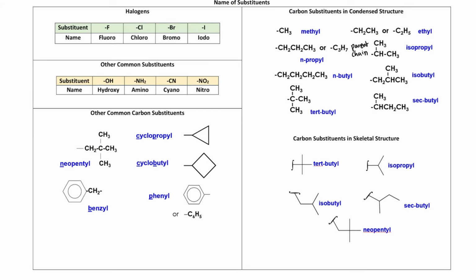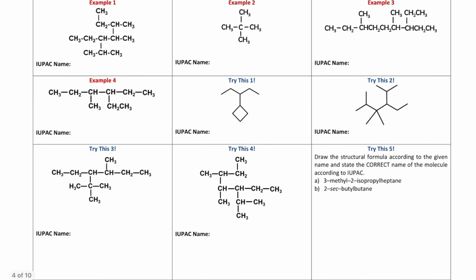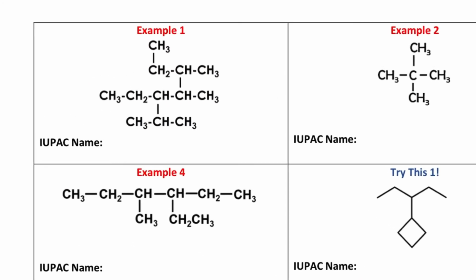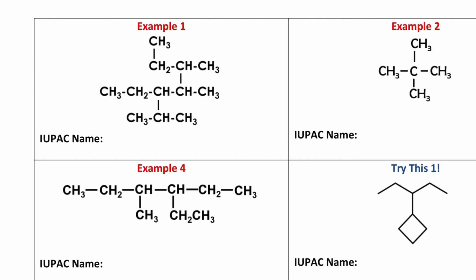Alright, so kita dah hafal dah name of substituents. So next kita tengok example. Okay, so there are 4 example that I'm going to show you. 1, 2, 3, 4. And the rest, saya nak kamu apply sendirilah apa yang saya dah ajar. Okay, so let us start with example 1.